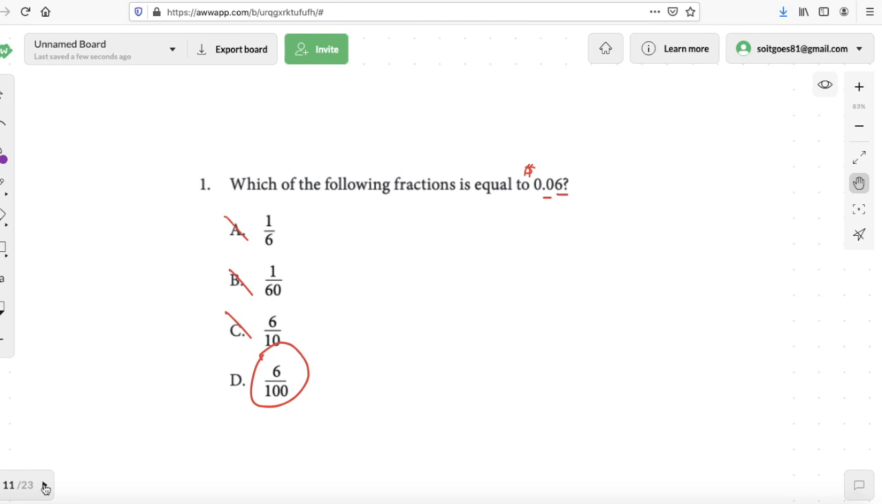Again, you could divide 6 by 100 and you'll get 0.06 if you do it right. You could divide 6 by 10, you'll get 0.6. You could divide 1 by 60, you'll get something really small. I don't want to do that. I think we're good.